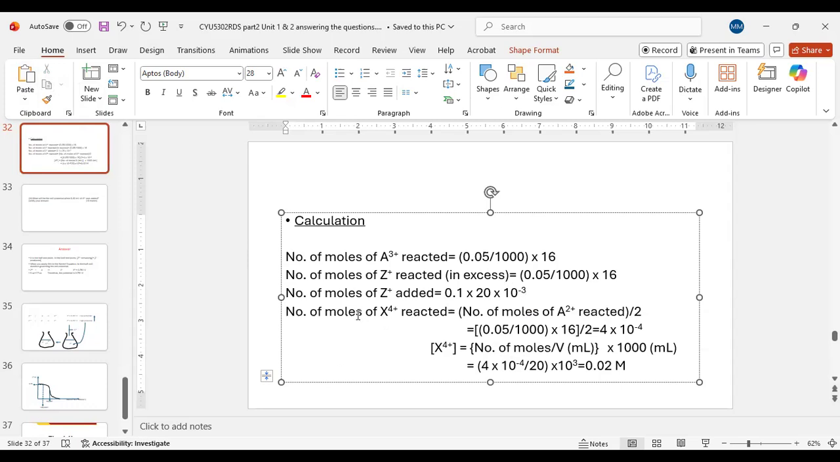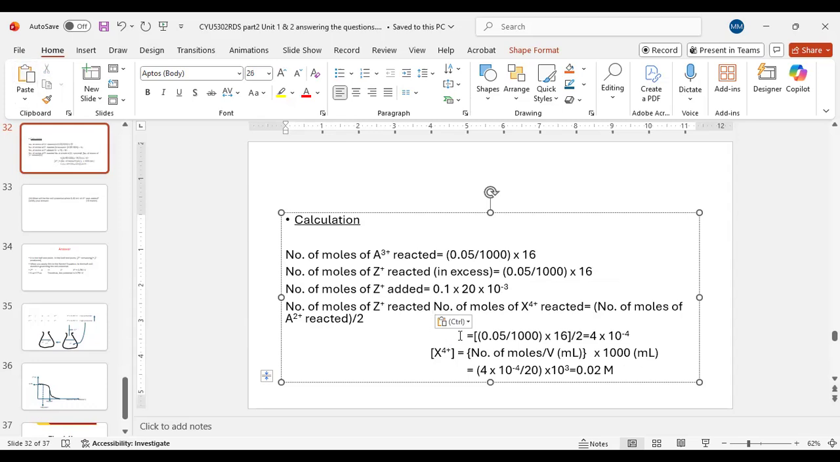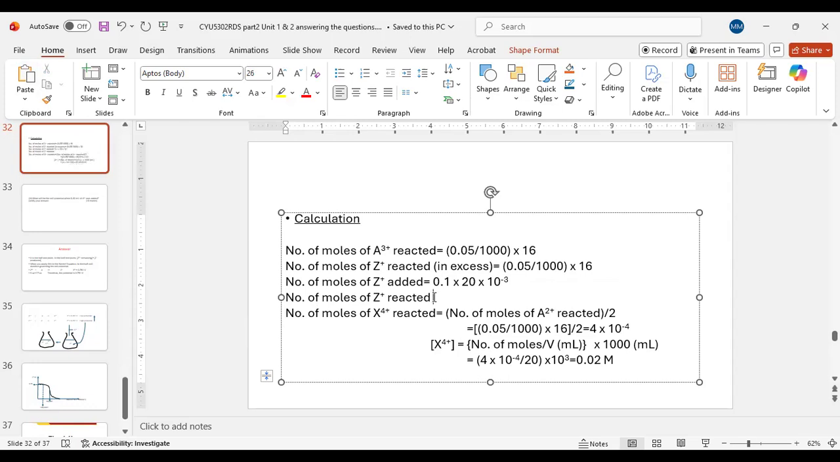So number of moles of Z plus reacted with A3 plus. Copy. Just give me a moment.